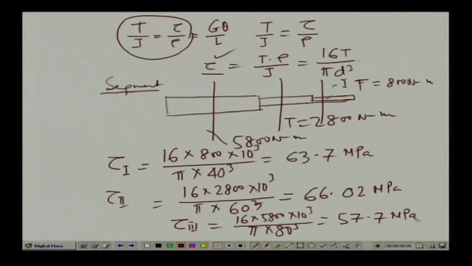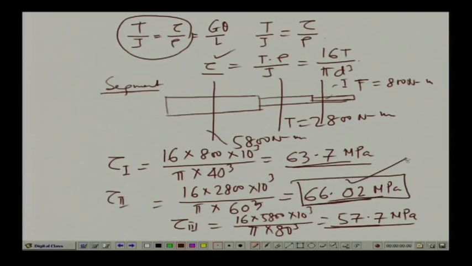Now, out of these three, as you can see, at three different segments we have three twisting moments and correspondingly we have three stresses. The maximum stress occurs in the second segment, which is 66.02 MPa. So, out of these three, this gives us the maximum value. So, this is the maximum value of the shearing stress. This is tau max.